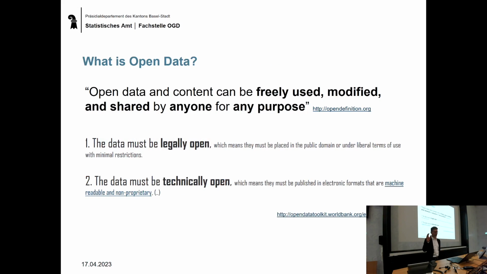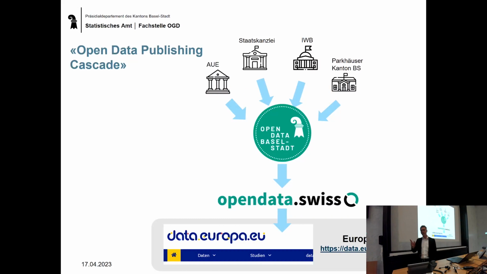So just to open another little box, what is open data? Aspects of open data, of course, are that they can be freely used, modified and shared by anybody for any purpose. Then data must be legally open, so they have to be placed in the public domain with minimal restriction, again, good license. And they have to be technically open, which is actually my domain, rather. So they have to be published in electronic formats that are machine-readable and non-proprietary.